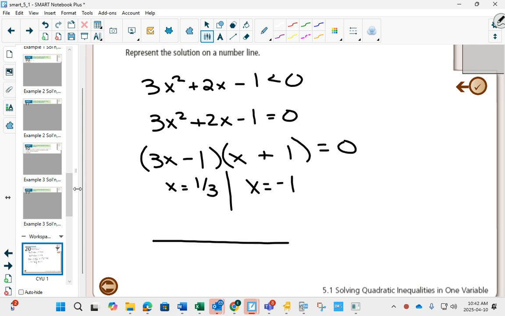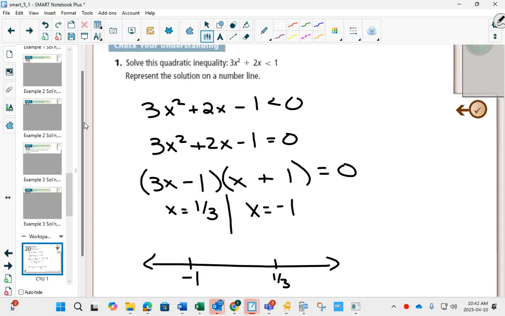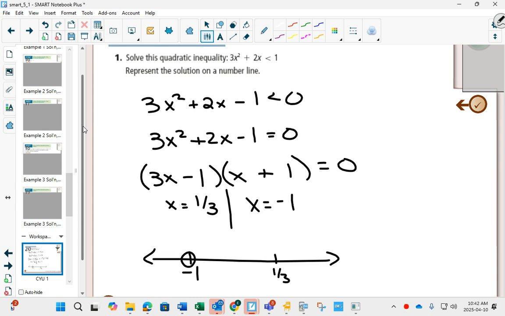Now we draw our number line. -1 is obviously less than 1/3, so it doesn't matter where you put them, just make sure they're in order. And since the original equation was a less than sign, we draw open circles at the points.